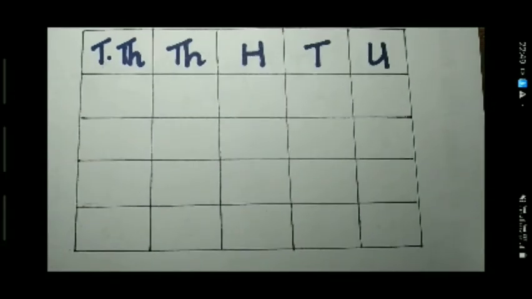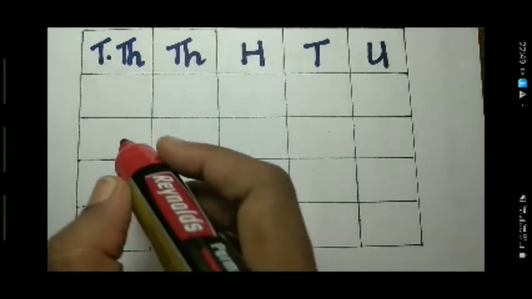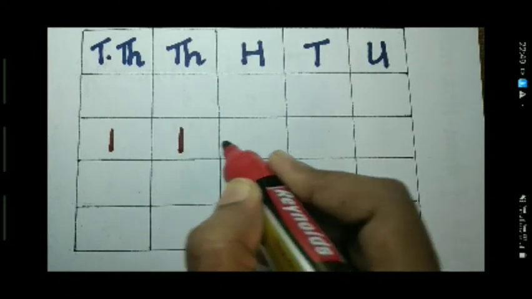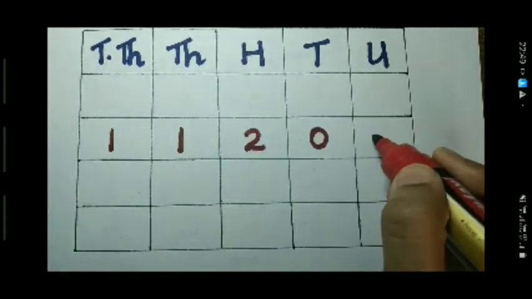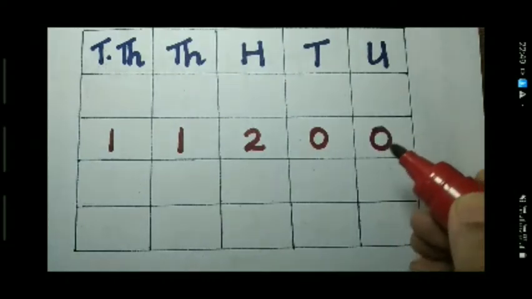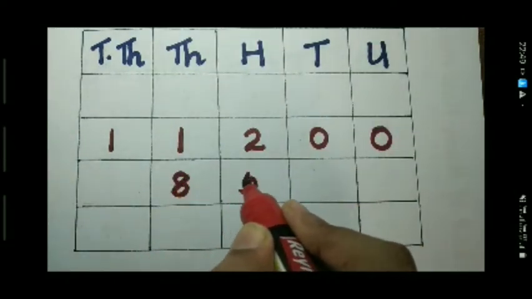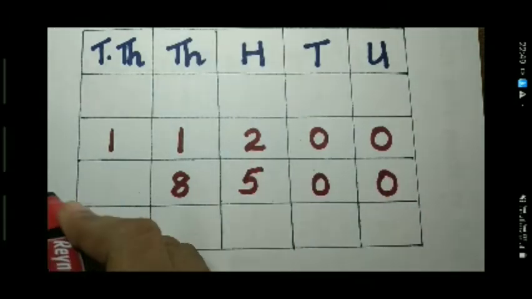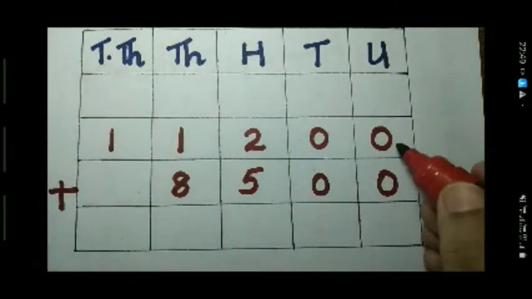Now let's begin with the method. First, we are going to write the number of men, that is 11,200. Then the number of women, that is 8,500. Now we are going to add, we'll put a plus sign and add and find the total number of people.